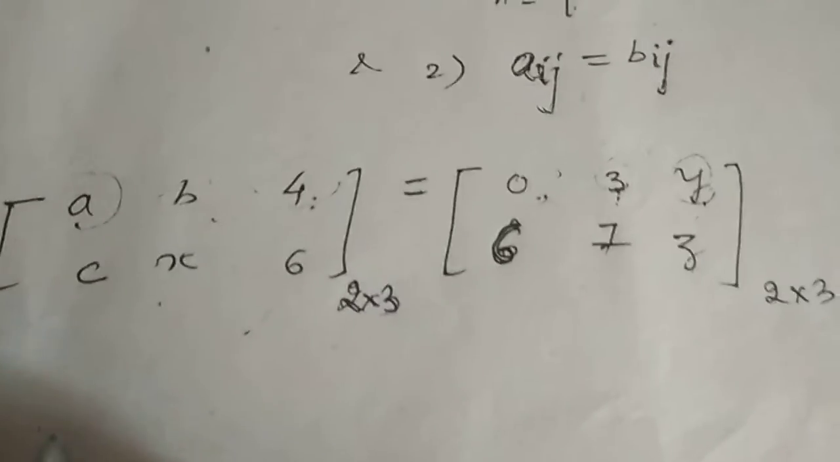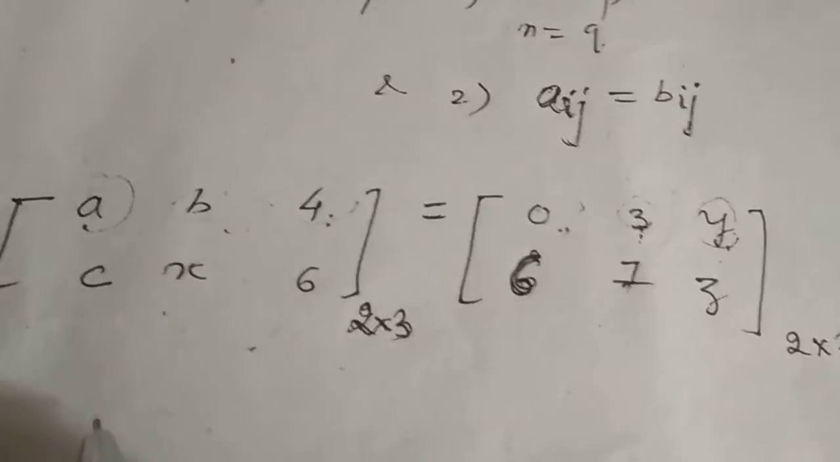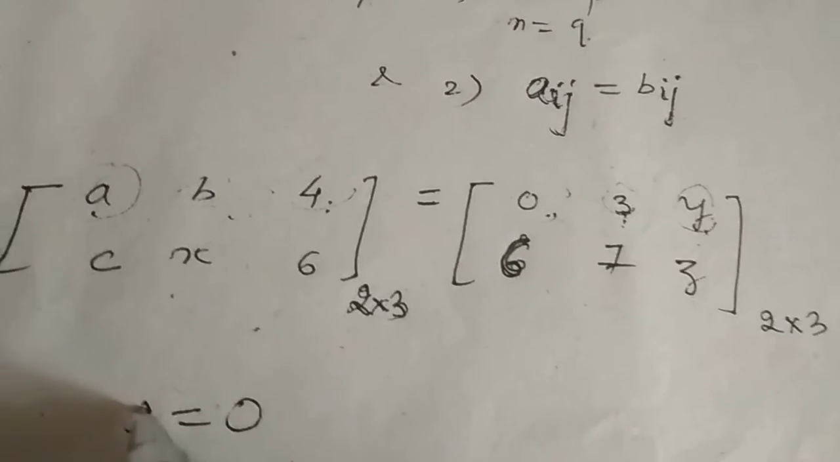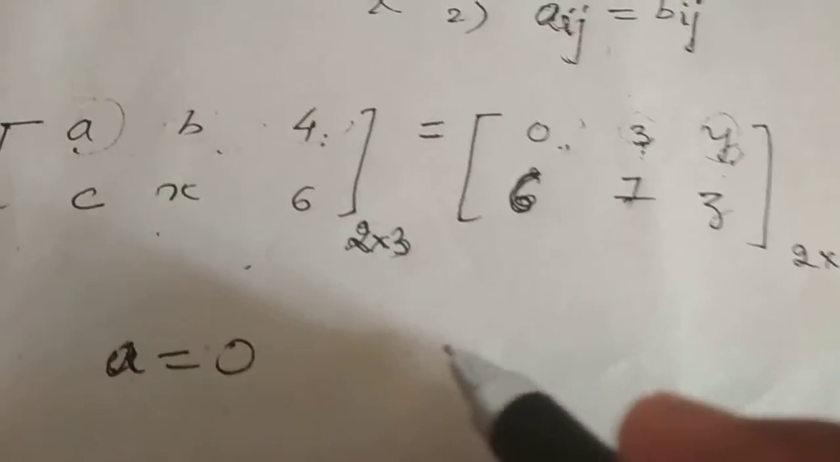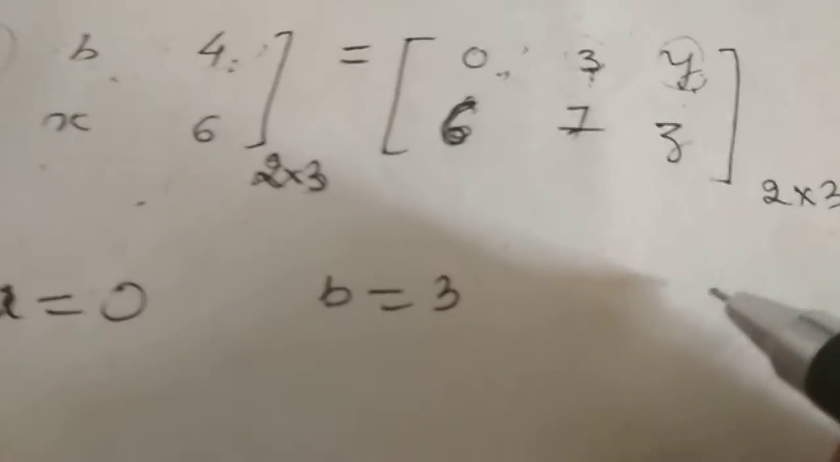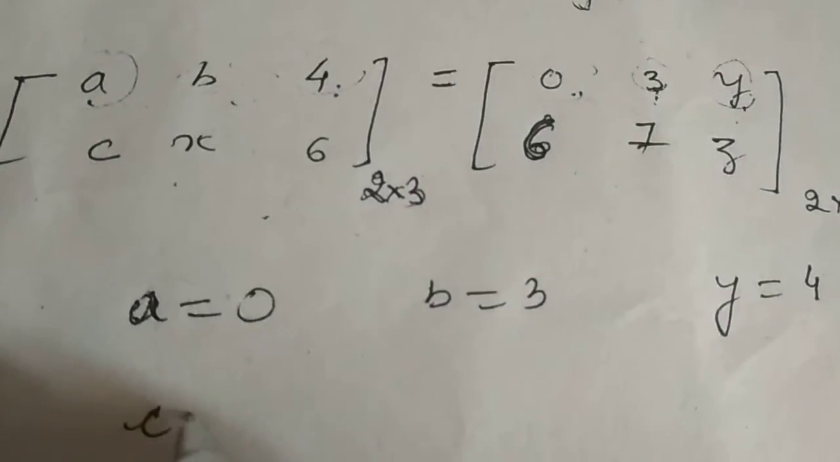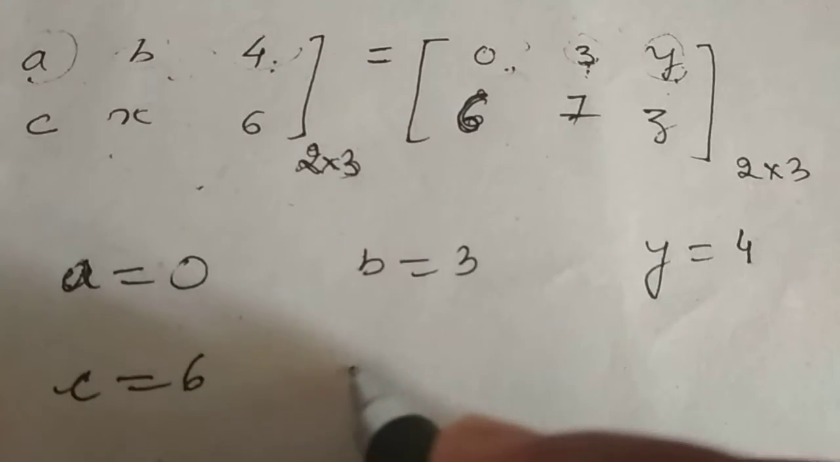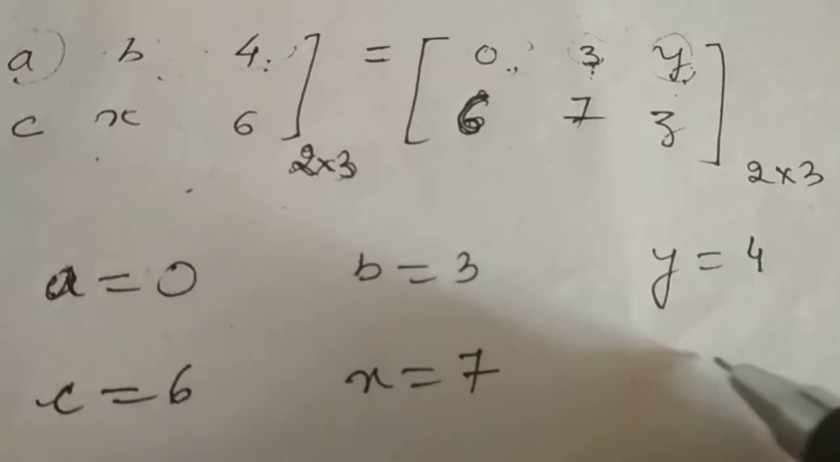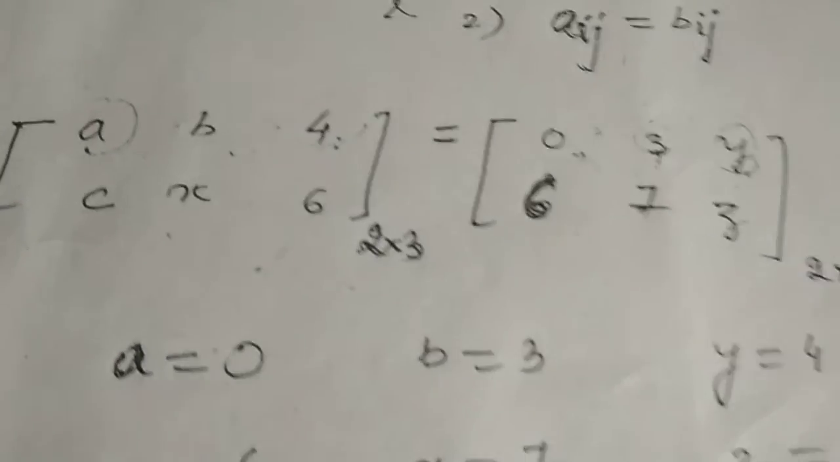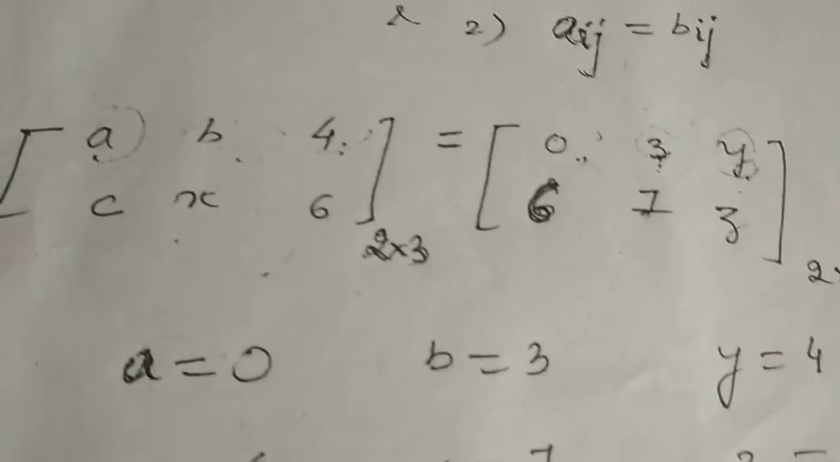So in this way we have got the equations that these two matrices are equal if and only if their order is the same and corresponding elements are equal. A is equal to 0. Then we have B equal to 3. We also have Y equal to 4. Then we have C equals 6. Then we have X equals 7, and then Z is equal to 6. Definitely it's a very easy concept to understand. More questions will be discussed in the next video.